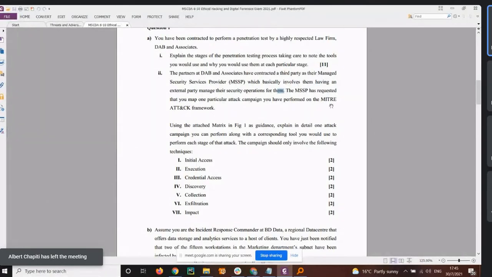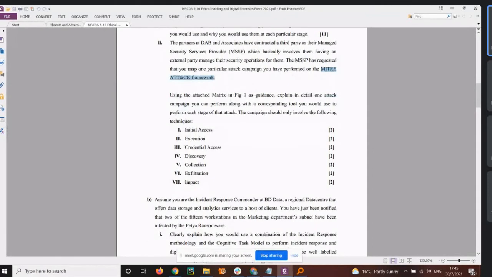Then the MSSP has requested that you map one particular attack campaign you have performed on the MITRE ATT&CK framework. So these terms, an attack campaign, what is the MITRE ATT&CK framework? The group presenting on this would obviously explain what they both mean, because you can't understand ATT&CK if you don't know what a campaign is.